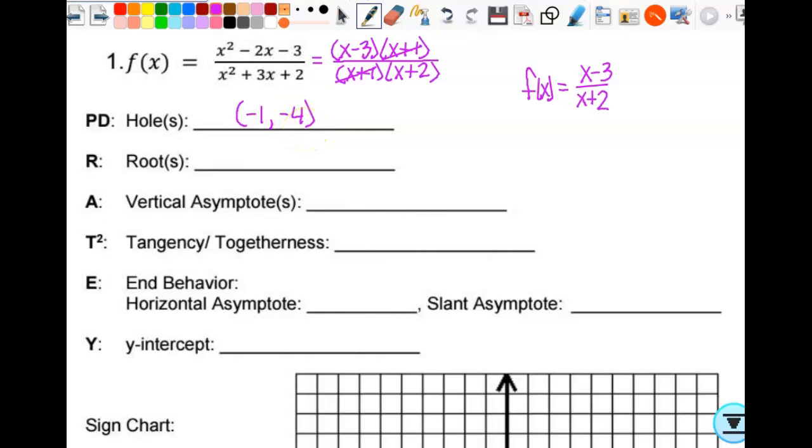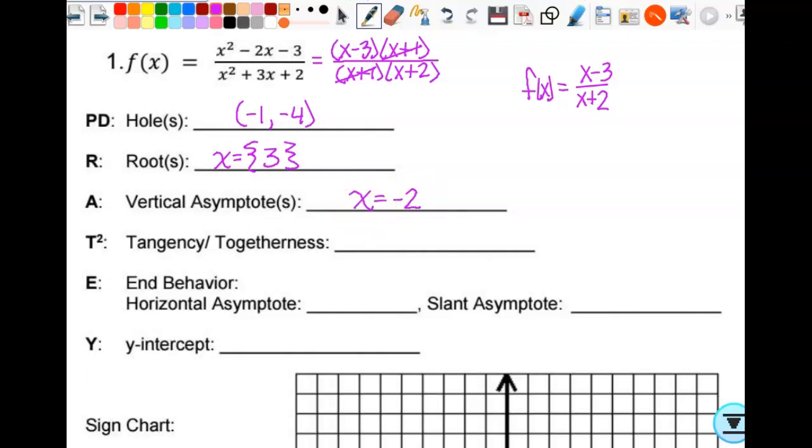How many roots do I have? 1. And I write them in set notation, right? Or I write it in set notation. Vertical asymptotes, I have how many? 1. And it is an equation of a line.